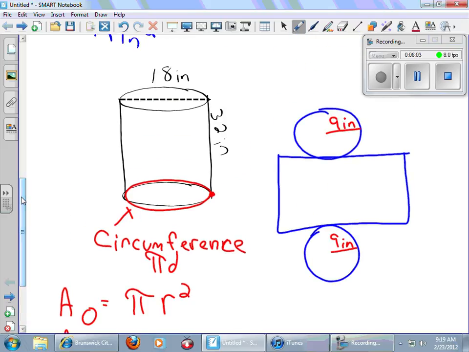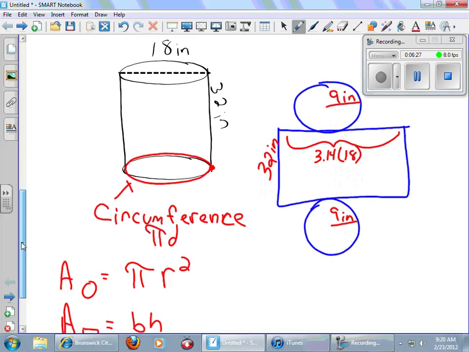Okay, so I'm going to label it. This is still 32 inches. But this part right here is circumference, pi times diameter. So I'm going to take 3.14, my approximation for pi, and multiply by 18. That'll allow me to get the area. All right, so let's do that part first.